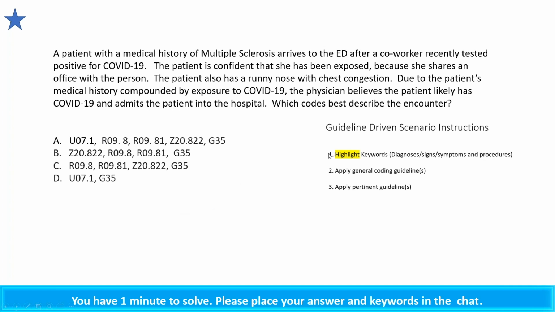All right. First things first, it says we have to highlight our keywords. Multiple sclerosis. A coworker tested positive for COVID-19, and she believes she's been exposed. The patient has a runny nose, chest congestion, but due to the patient's medical history and exposure to COVID-19, the physician believes that the patient likely has COVID-19 and admits the patient into the hospital. Which codes best describe the encounter? So these are my key words.